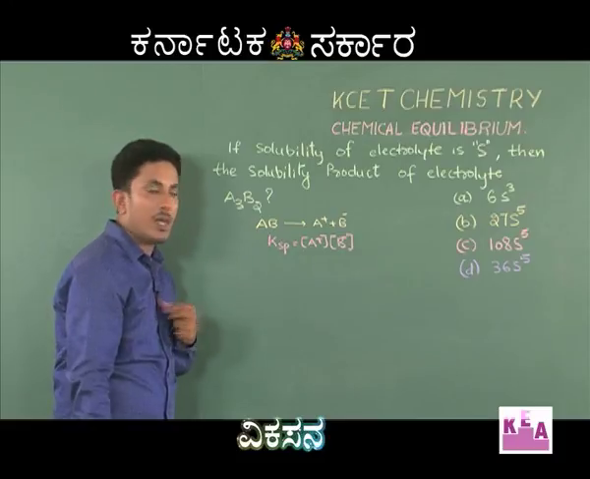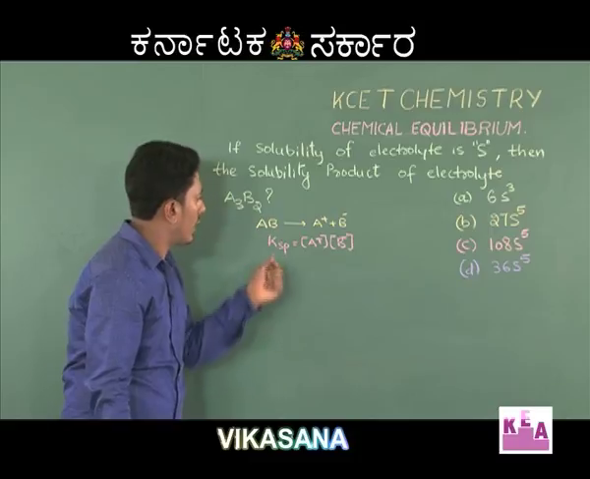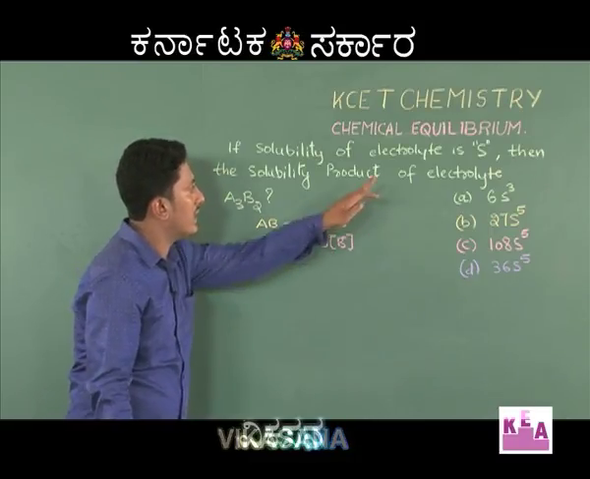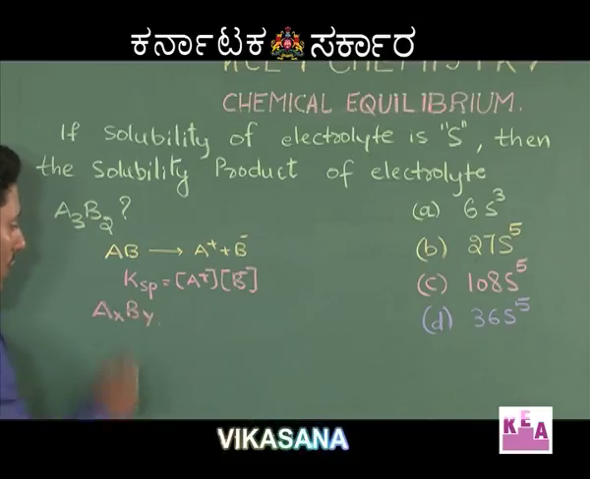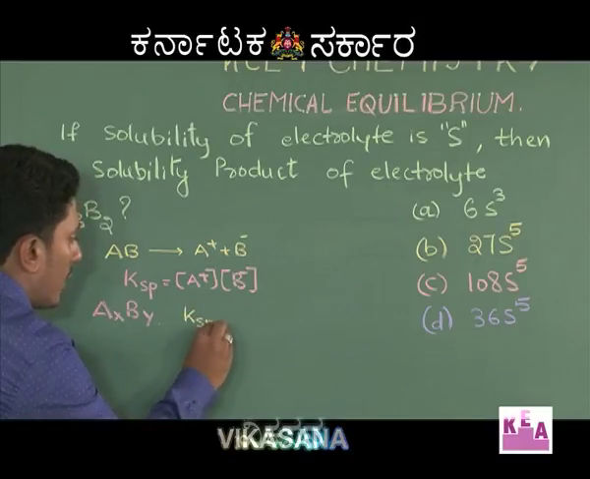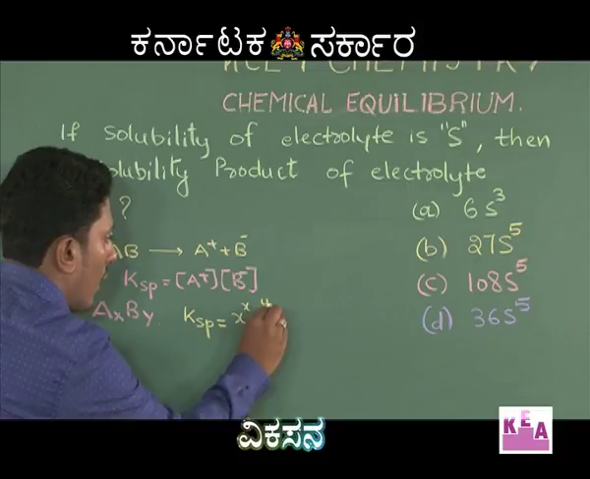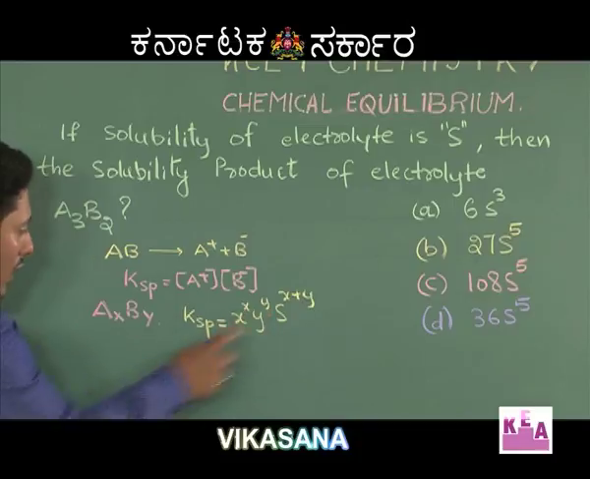Solubility product KSP is related to solubility of an electrolyte, which is represented by S. In general, for a solute of the type AxBy, solubility product KSP is given by the equation x raised to x, y raised to y, S raised to x plus y, where x and y in the equation are the subscripts in AxBy.